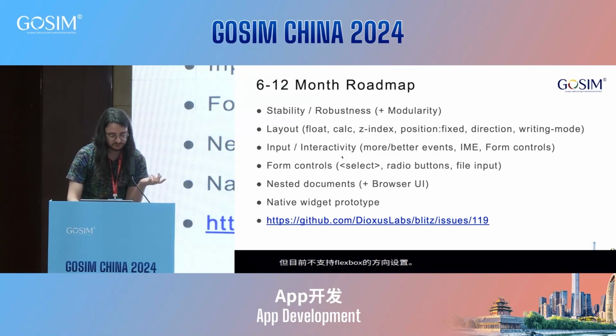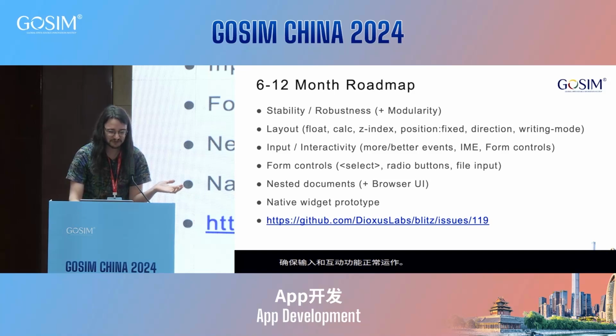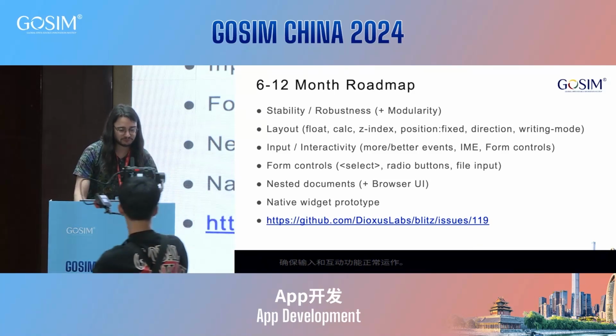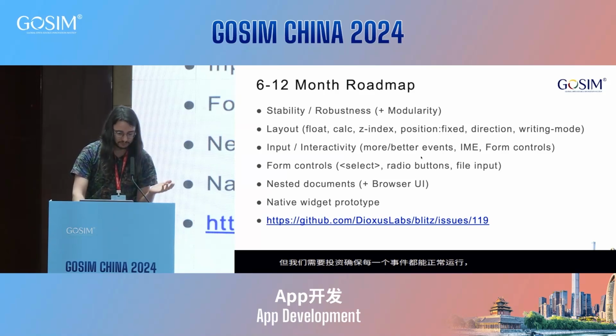One of the main things is making sure that input and interactivity are working properly. So we have some basics for this. We have clicks, we have scrolling, we have some pretty basic text input, and it kind of works. But we really need to invest in making sure that every single event works robustly, and all the events fire in the right order that you expect for the web. So that's something we're hoping to do over the next few months.